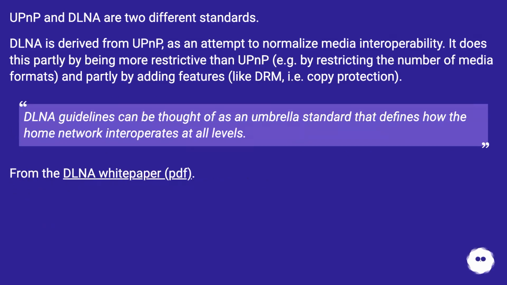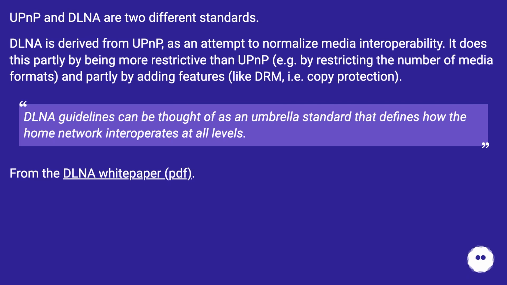UPnP and DLNA are two different standards. DLNA is derived from UPnP as an attempt to normalize media interoperability. It does this partly by being more restrictive than UPnP, e.g., by restricting the number of media formats, and partly by adding features, like DRM, i.e., copy protection. DLNA guidelines can be thought of as an umbrella standard that defines how the home network interoperates at all levels.